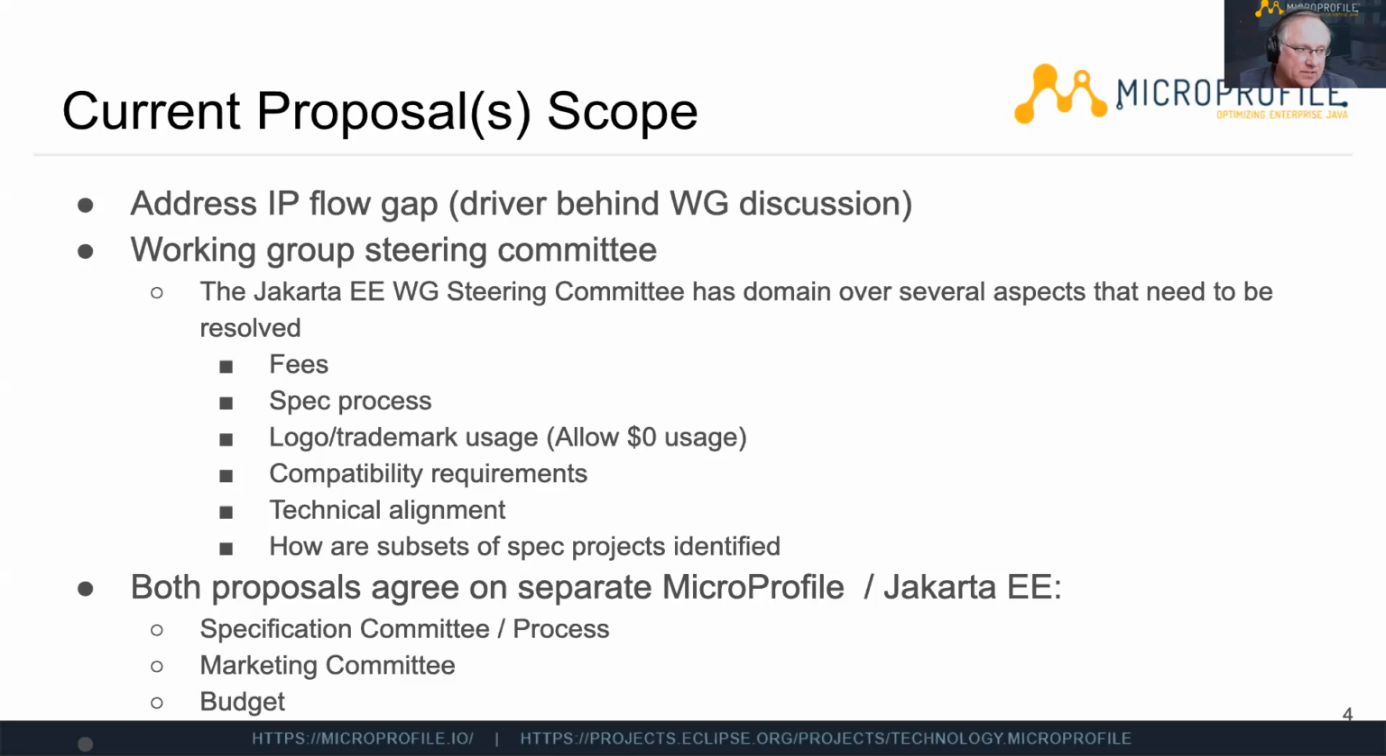And how are subsets of spec projects identified? I'll be honest, Scott, that's a Scott bullet. I'm not sure if Scott's on.